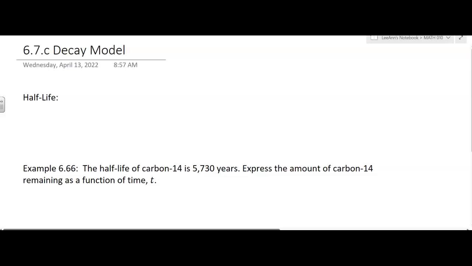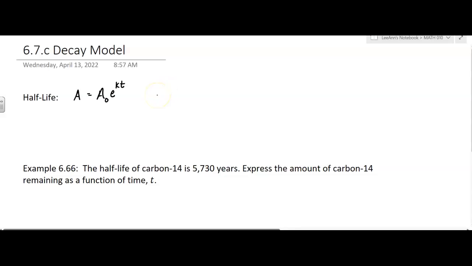Okay, so we're going to talk about a decay model, and we're going to talk about a half-life, and I believe we've talked about this before. We're going to go back to our model, A equals A naught e to the kt. Okay, and a half-life is how long it takes something like a radioactive material to decay to half the amount. So this time we're not doubling the amounts, but rather we're cutting it in half over a period of time.